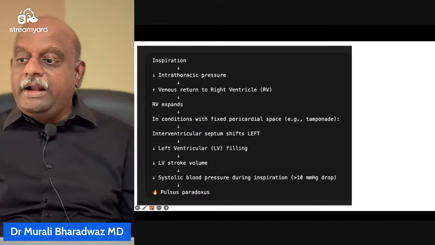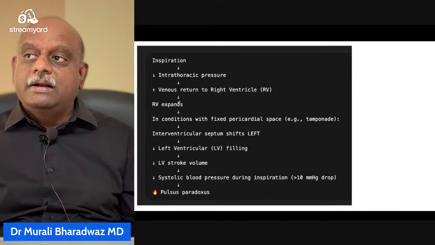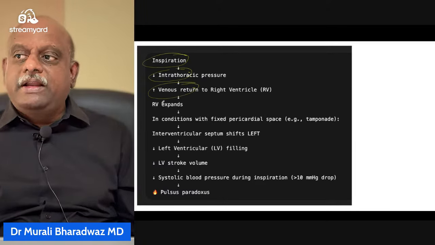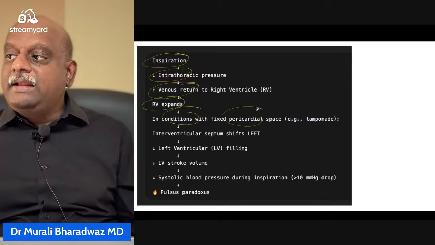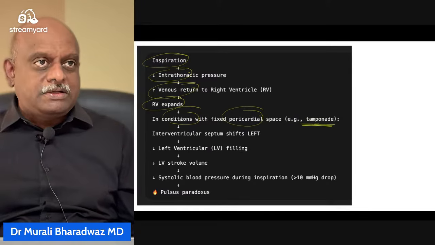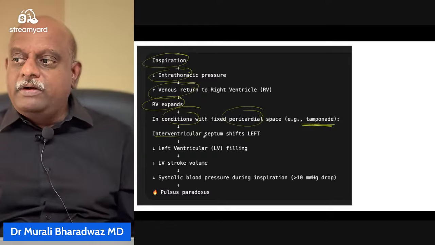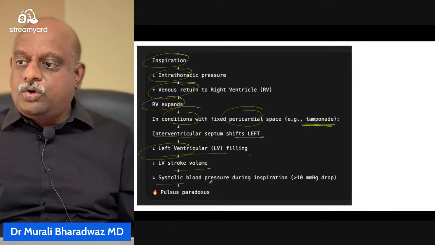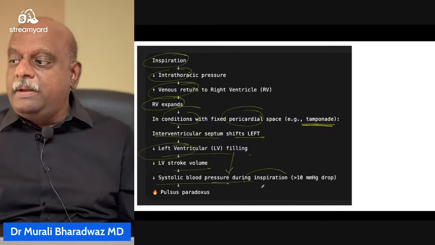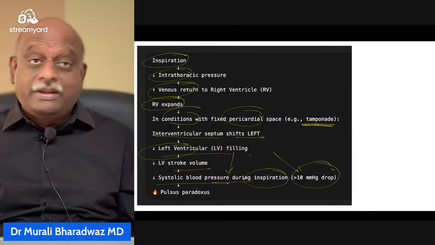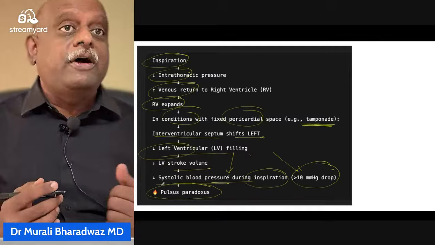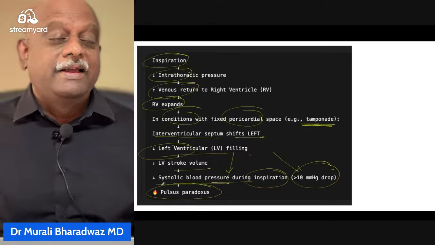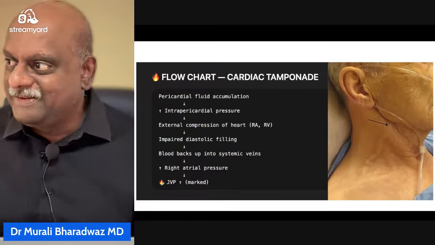All right. So let us quickly look at the pathophysiology, doctor. Inspiration decreases intrathoracic pressure, increase the venous return, RV will expand, and that lead to, because of the fixed space to the tamponade, interventricular septum shifts to left and decrease the left ventricular filling, decreases the LV stroke volume, decreases the systolic BP during inspiration, which will drop more than 10 millimeters of mercury. That defines the pulsus paradoxus. You have to tell in the tomorrow's exam, right?